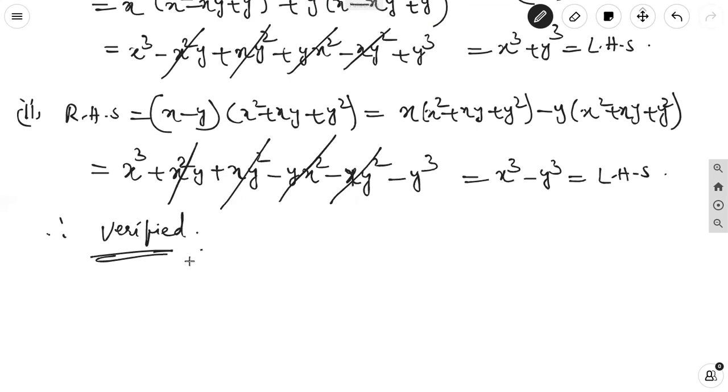Okay. Next, 10th problem. 10th one, factorize each of the following.